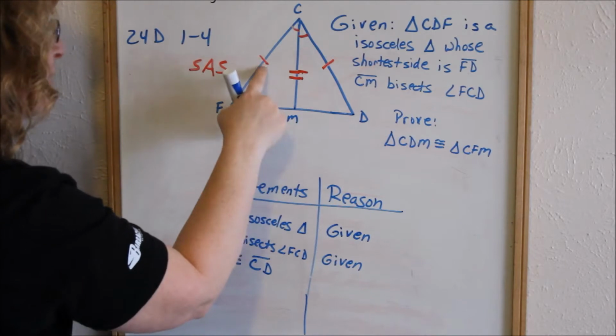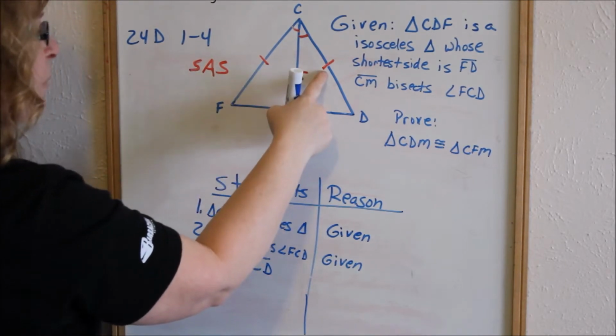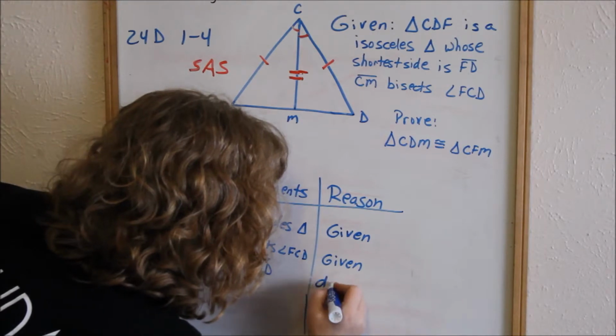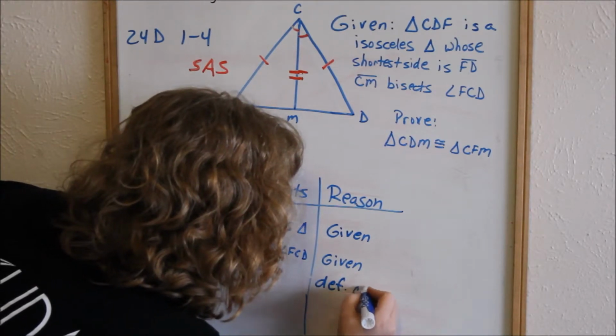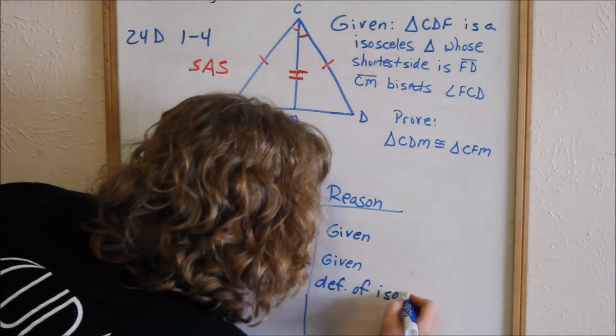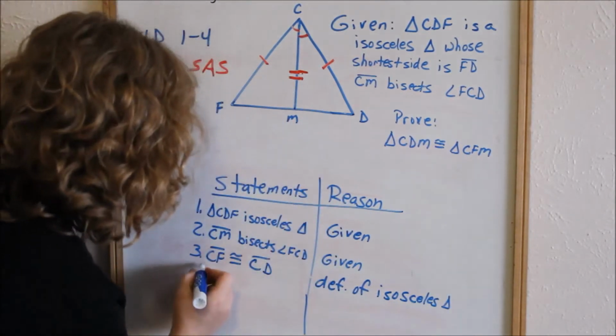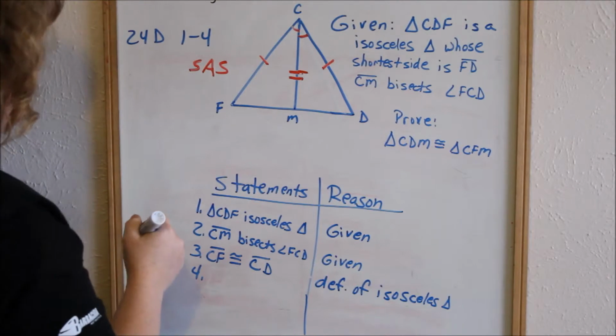Why were those two line segments congruent? Because it was an isosceles triangle. So from your axiom sheet, you can go look up the definition of isosceles triangle, but we can just write definition of isosceles triangle. Then we can write our next statement.